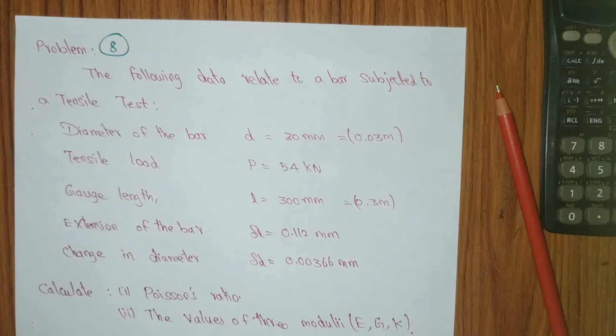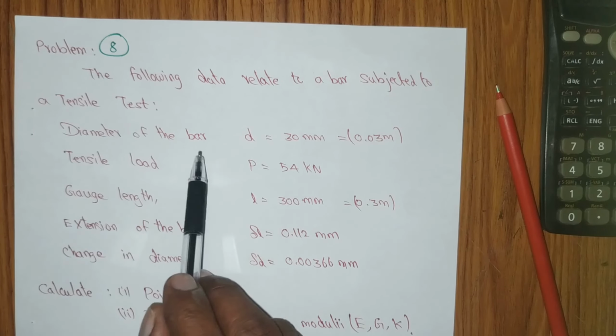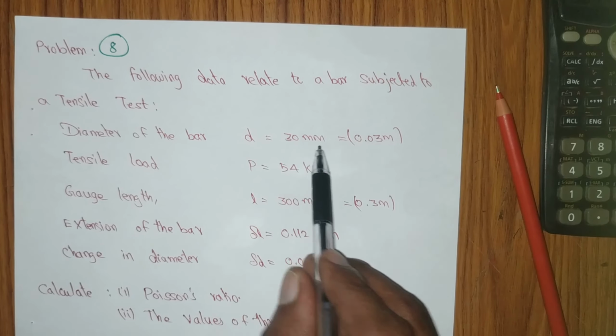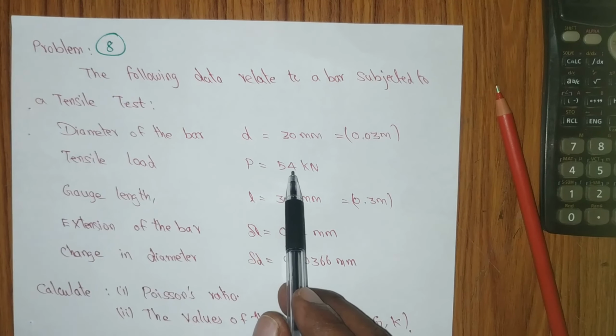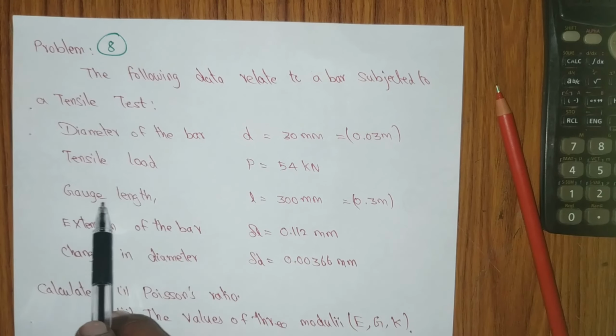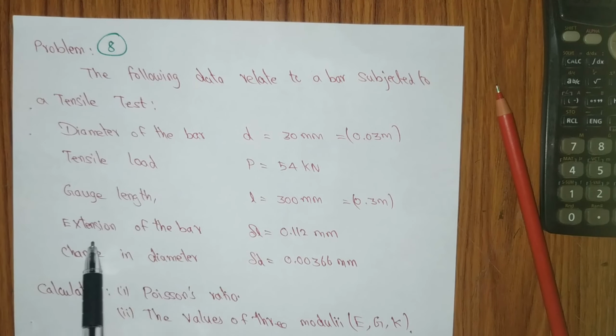In this problem number 8, the following data are related to the bar subjected to a tensile test. We are doing a tensile test. The diameter of the bar is 30 mm, or we can call it 0.03 meter. The tensile load P will be 54 kilonewton. Gauge length is L equal to 300 mm. Extension of the bar is delta L equal to 0.112 mm.